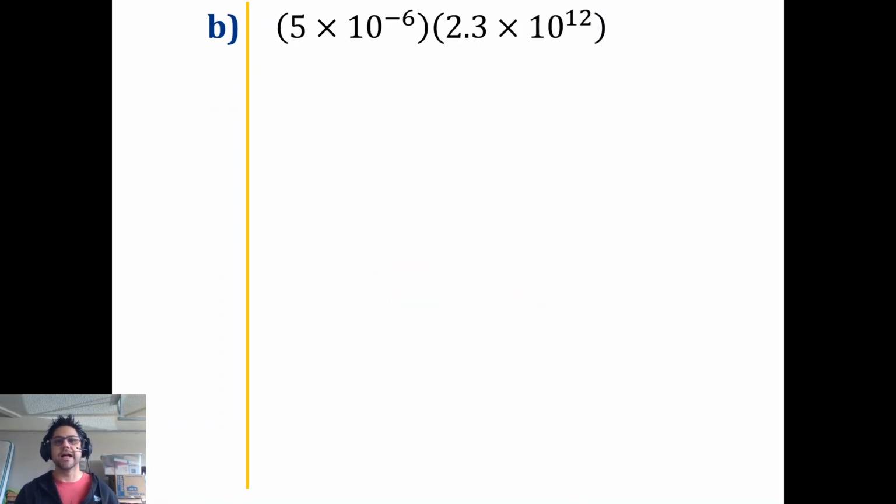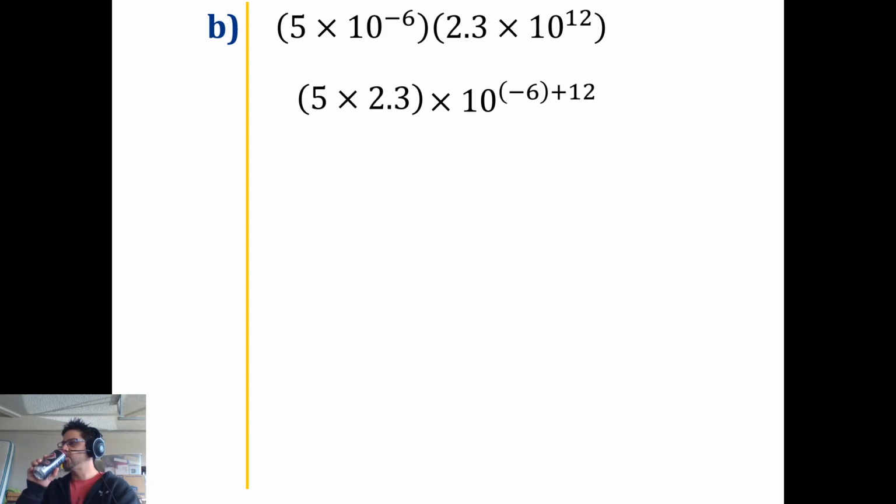All right, let's try another quick multiplication one. So if you remember, on your calculator, just speed it up. We're going to go ahead and multiply our coefficients. Those are the numbers in the front. So 5 multiplied by 2.3. Go ahead and do that right now. Then I'm going to go ahead and look at my exponents with my base 10. I'm going to go ahead and add them.